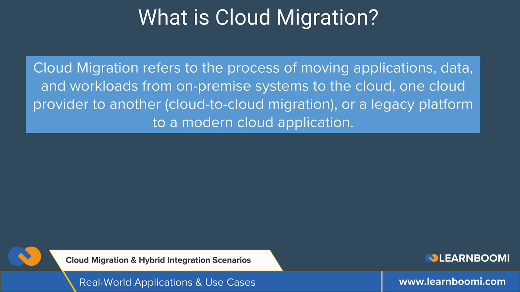Cloud migration refers to the process of moving applications, data and workloads from on-premise systems to the cloud, from one cloud provider to another, let's say cloud to cloud migration, or from a legacy platform to modern cloud applications. Examples include migrating from an on-prem Oracle or SQL Server database to AWS RDS, moving from SAP ECC on-prem to SAP S4 HANA Cloud, replacing a legacy CRM system with Salesforce, and moving data from local file servers to cloud storage like Azure Blob or AWS S3.